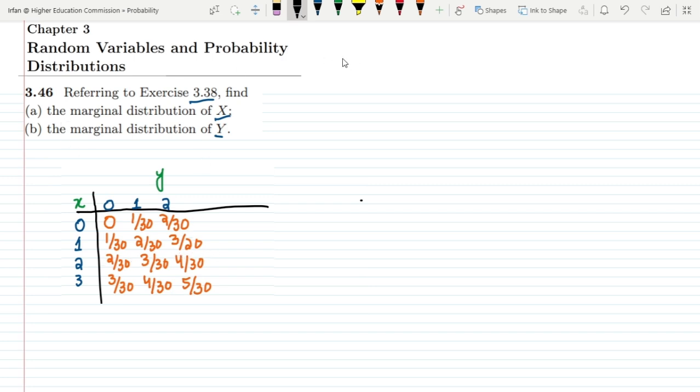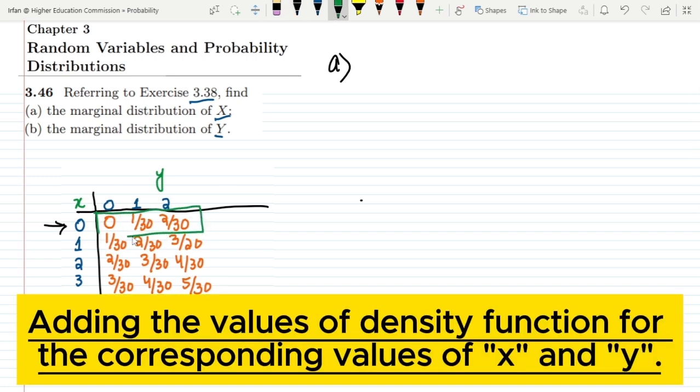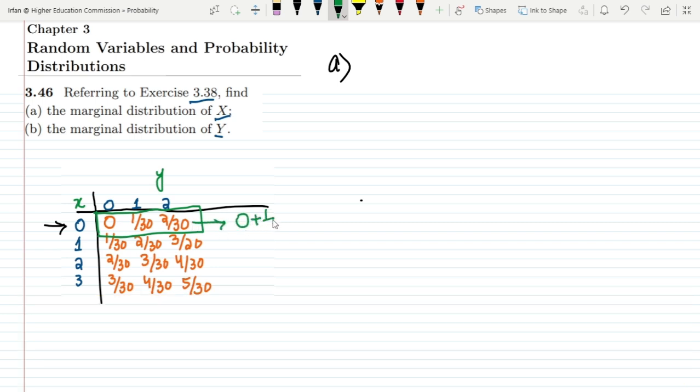So in part A, what do we have to find out? We have to find the marginal distribution of x. Okay, so when the value of x is 0, we have to add them all. Here I will have to add 0 plus 1/30 plus 2/30, because this is for x, so I take the value of x constant and the y values are changing. Adding them together, it will be 3/30 or 1/10. So for x equal to 0, the marginal distribution of x is 1/10.